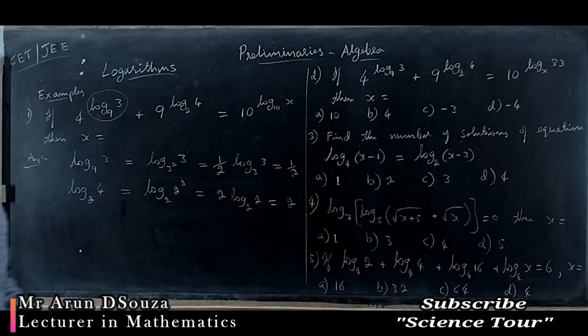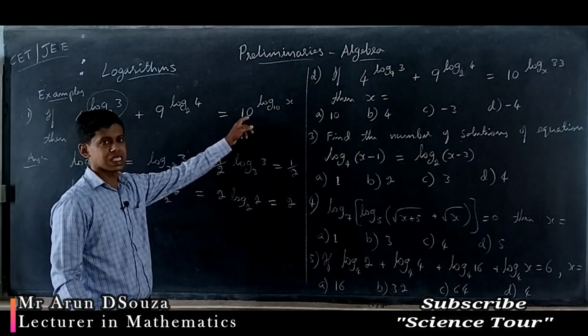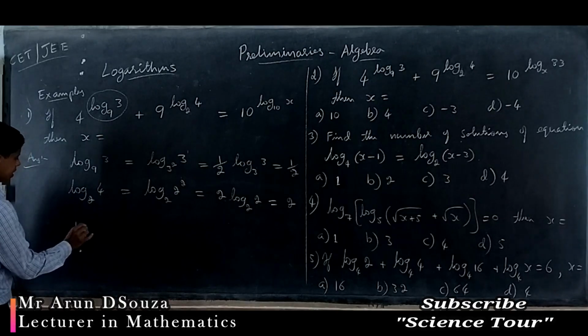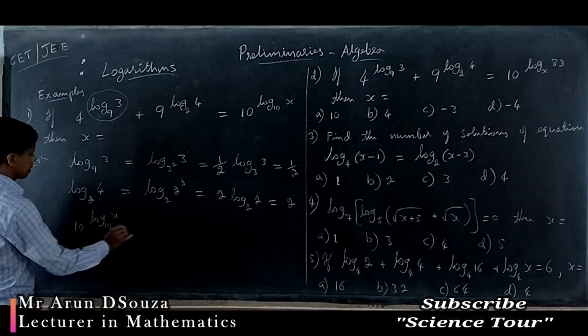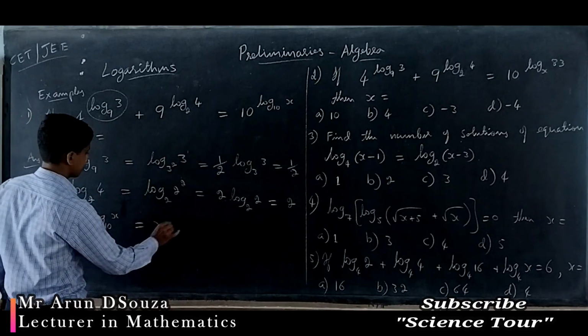Now tell me what happens to this. That is 10 raised to log x to the base 10. I'll tell you this is equal to x. Why?